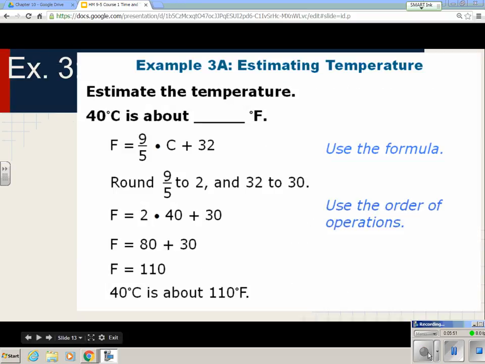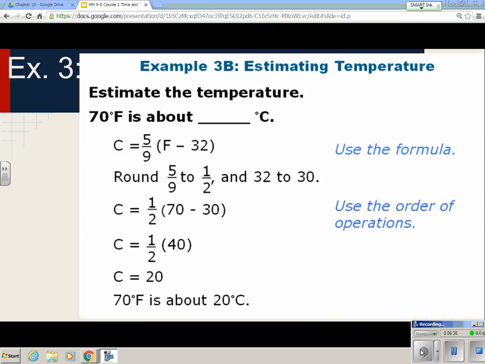Okay, so we have our first example. We're going to have to estimate the temperature. Usually I find it easier to just round it up to 2 instead of having to do all this weird equation stuff with the 9. Well, actually, it's just fractions. But anyhow, this is the equation as you can see here: 2 times 40 plus 30. And it goes on to 80 plus 30, which gives you your final Fahrenheit temperature of 110, which is about 40 Celsius.